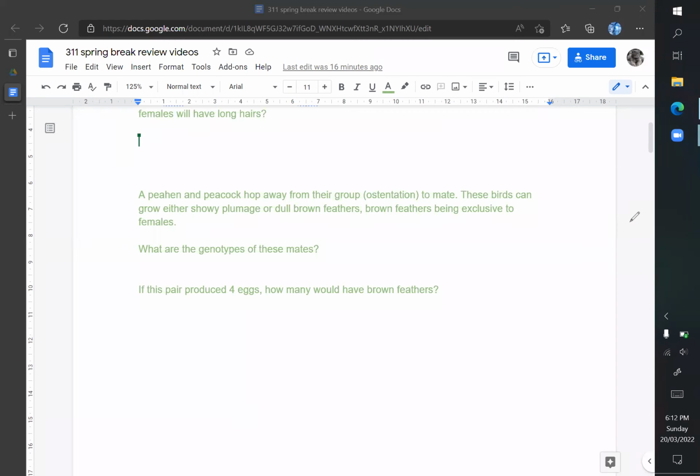So what are the genotypes of these mates? We know that the male is going to be ZZ. That's how they become a male in the first place. And the female is going to be ZW.